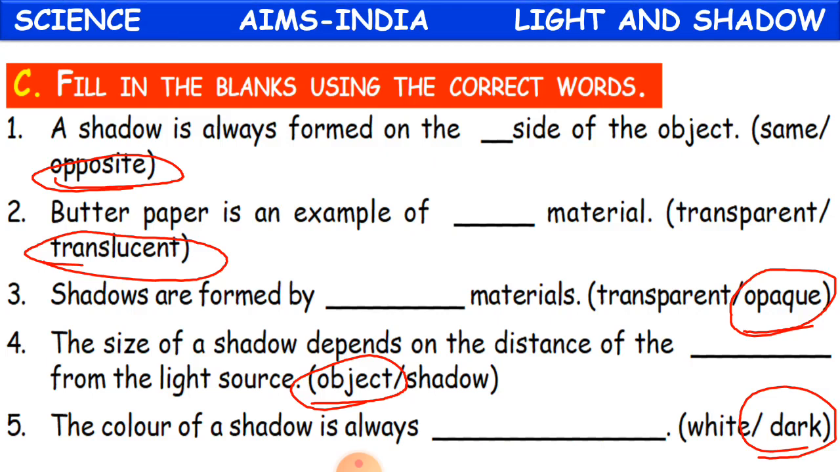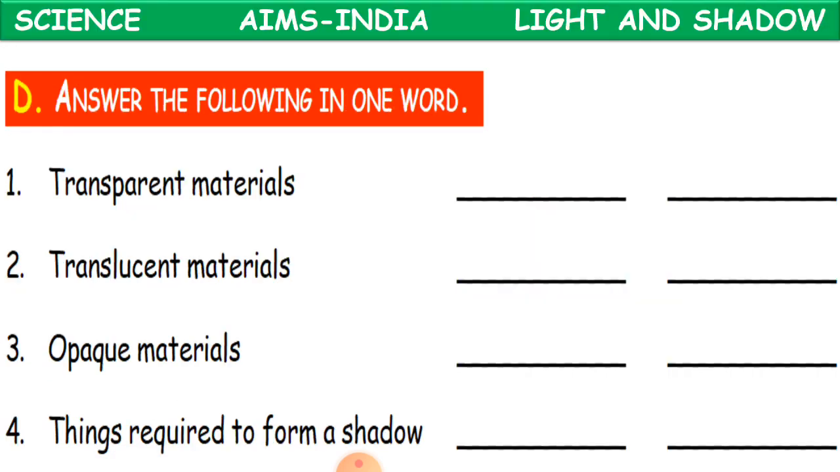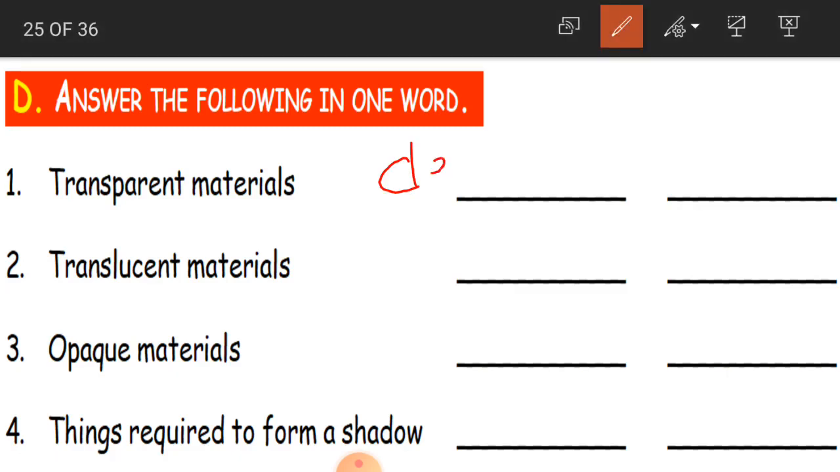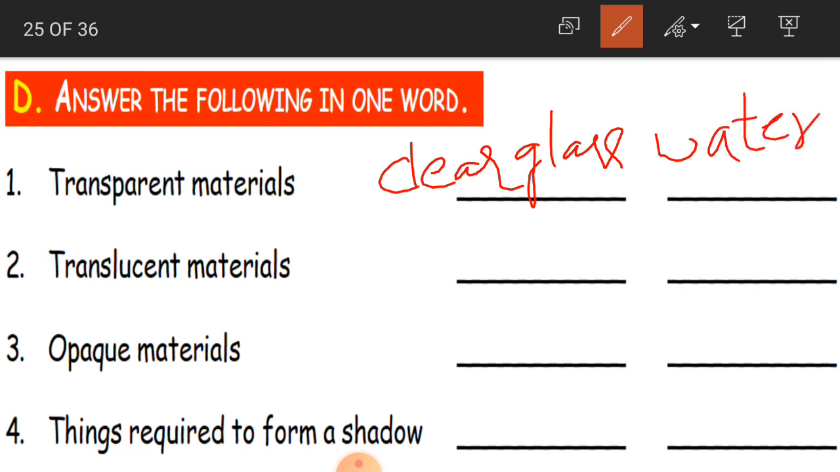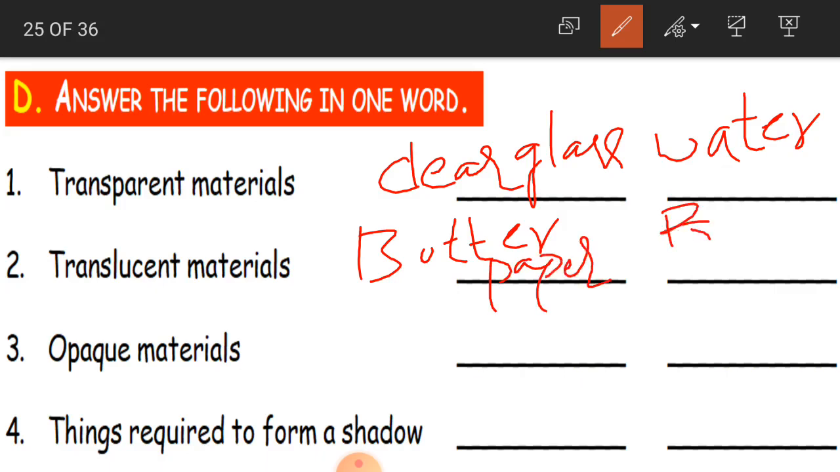Clear now? Okay. So we'll go to this another exercise. Answer the following in one word. So you have to give examples for this. Transparent materials, so what are transparent materials? We'll take clear glass and water. Translucent materials, so you can say butter paper and frosted glass.